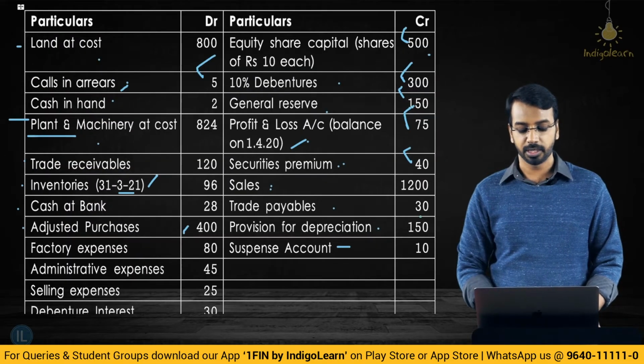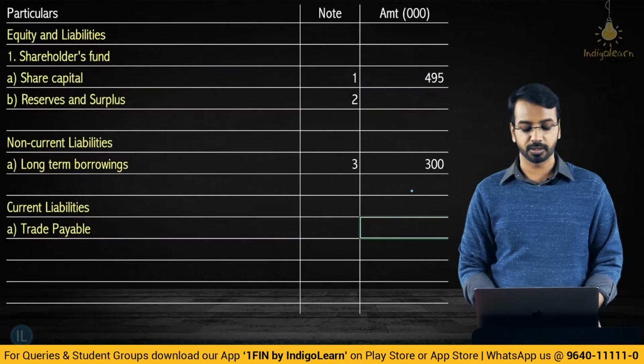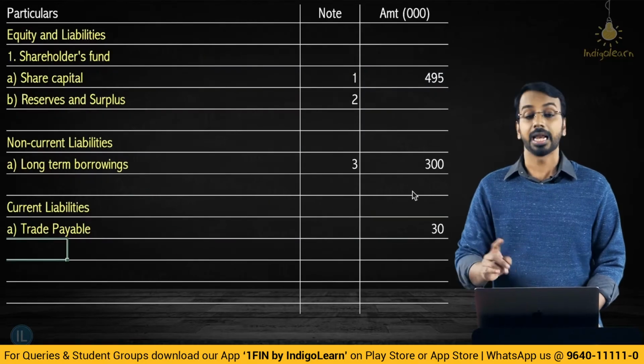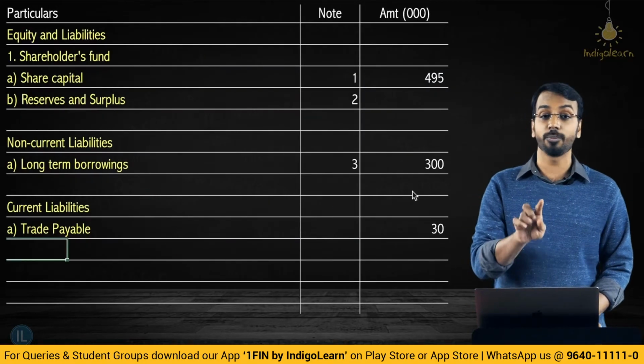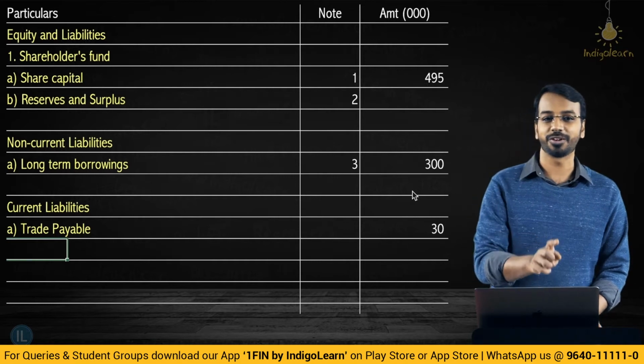How much is trade payable? Trade payable is 30. So put 30 here, right. Now apart from this, we will have a short term provision. Why? Because there is a provision for taxation.